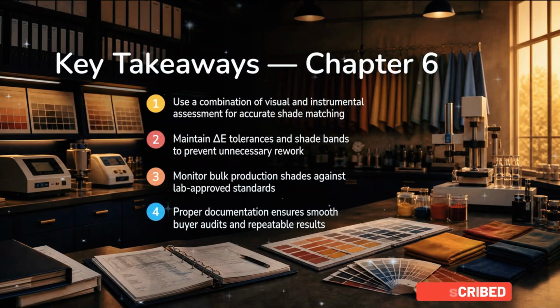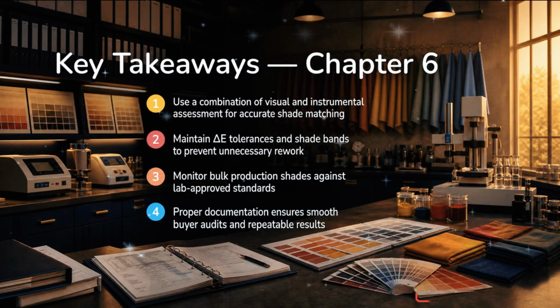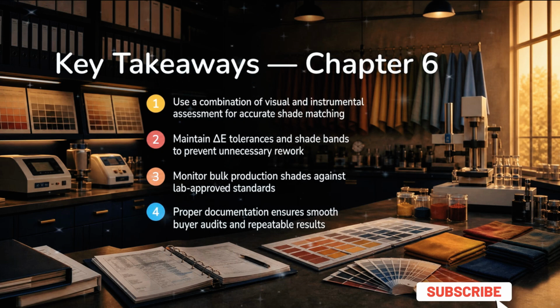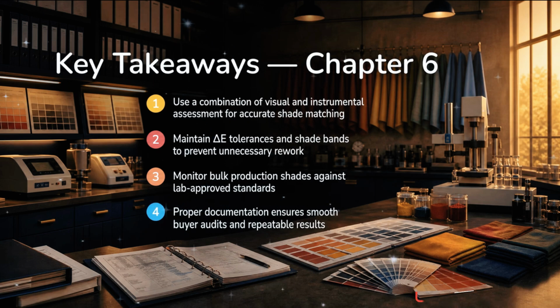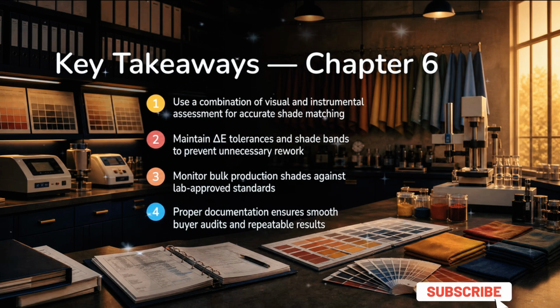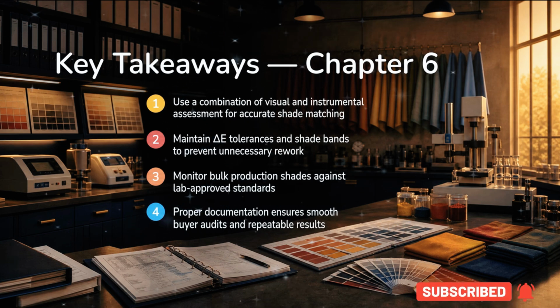Key takeaways from Chapter 6 are: use both visual and instrumental assessment, maintain delta E tolerances and shade bands, monitor bulk production, and ensure proper documentation for audits and consistent results.